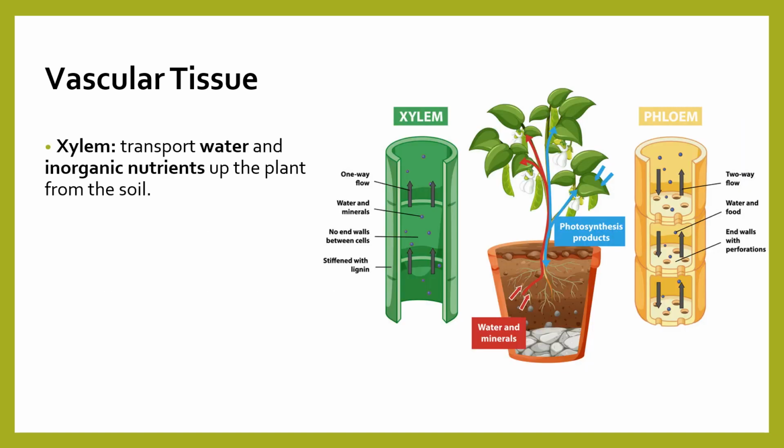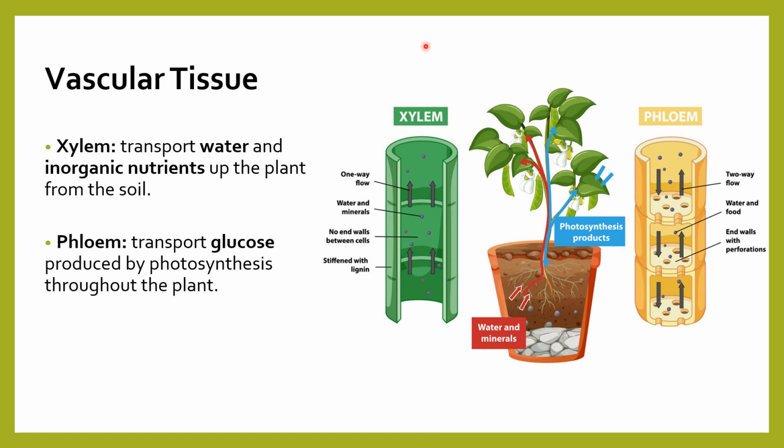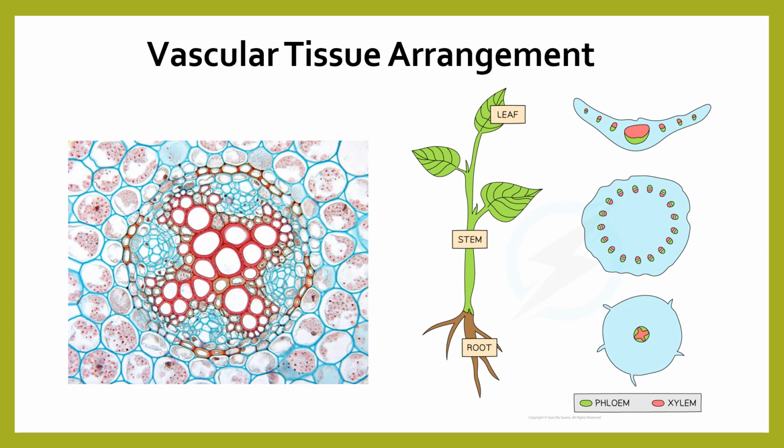Xylem specifically transports water and inorganic nutrients up the plant from the soil, so it is one direction, it moves up only. Phloem transports glucose produced by photosynthesis throughout the plant, and it can go in either direction, so it goes two ways. You can see here, this is the xylem tissue and this is the phloem tissue. They're slightly different, and we're going to look at that in a little bit more detail.